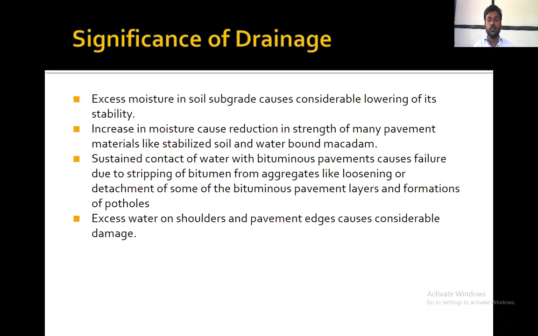Sustained contact of water with the bituminous layer causes failure due to stripping of bitumen from the aggregates, like loosening or detachment of the bituminous layers and the formation of pathways. As I have told earlier, if water comes in contact with the surface layer, it tries to loosen the bond between the binder, that is bitumen, and the aggregate. One by one, the aggregates get detached from the binder, and ultimately potholes get formed.